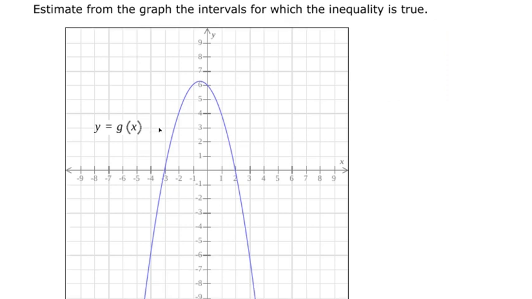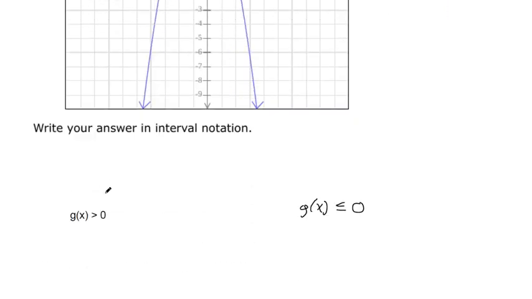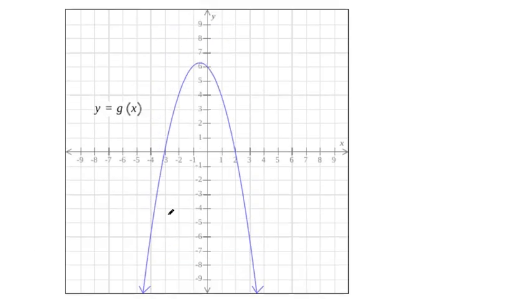So we're asked to estimate where this first one says where it's greater than 0. So when you see function notation, the f of x, the g of x, this part right here is like your y value. So this says where is the y greater than 0. So here's our graph. This is the y-axis. The y-axis is greater than 0 where I'm drawing right now, right?